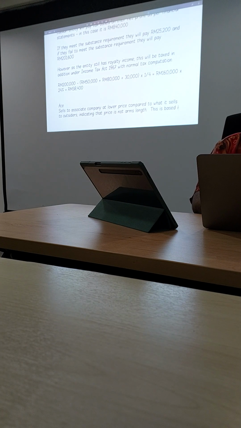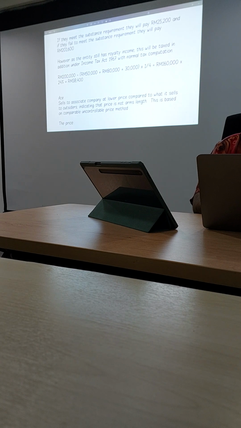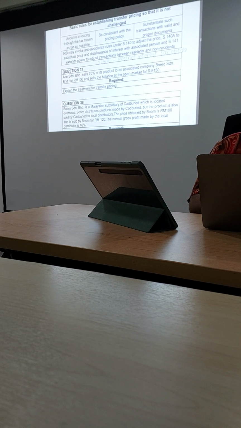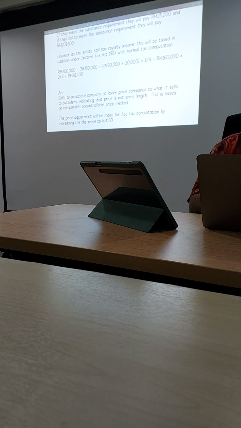This is based on comparable. So remember the technique we're using is the comparable uncontrolled price method. So you have to increase from 100 to 150. Does that make sense? So what does it mean by the price is not arm's length? What is arm's length mean?